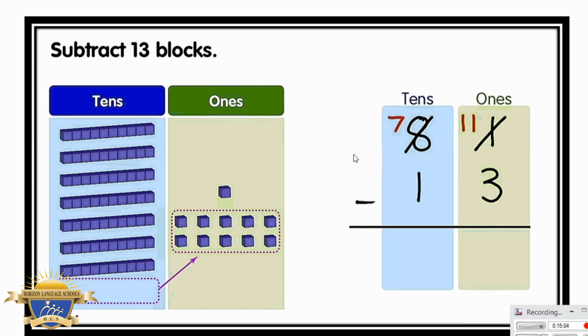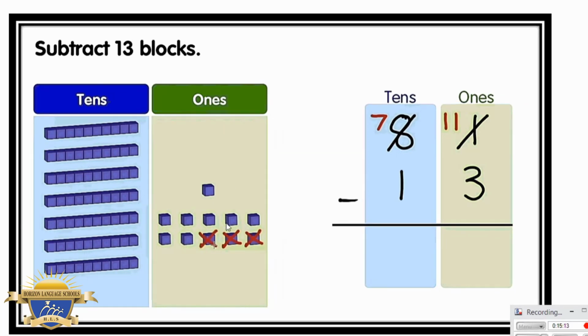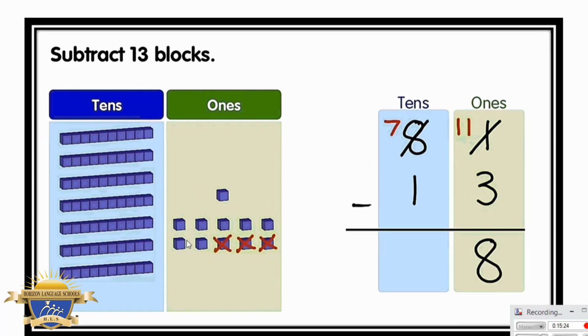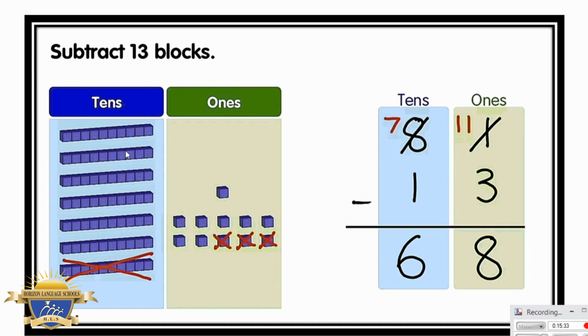Now we can subtract 3 from 11. So we will take away 3, and then the leftover will be 1, 2, 3, 4, 5, 6, 7, 8. So I have 8 in the ones place, and I will subtract or take away 1 from the tens place. So I will have 1, 2, 3, 4, 5, 6 in the tens place. So 81 minus 13 equal 68.